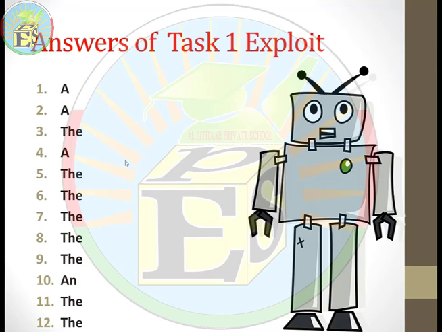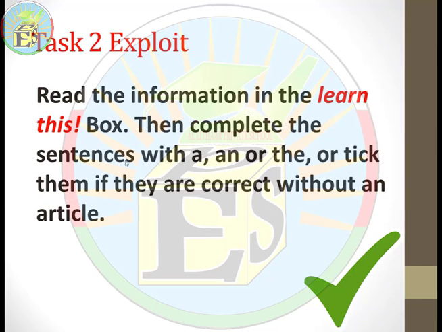That's it for task number 1, exploit. Please check your answers and check that you have put the circle on the correct article. Right now we will move to task number 2, exploit. What we need to do here is to read the information in the learn this box. So we have another learn this box. We have to read the information given within this box, and then we have to complete the sentences with the articles that we have learned, a, an, or the, or leave them without an article if they are correct that way. Alright?